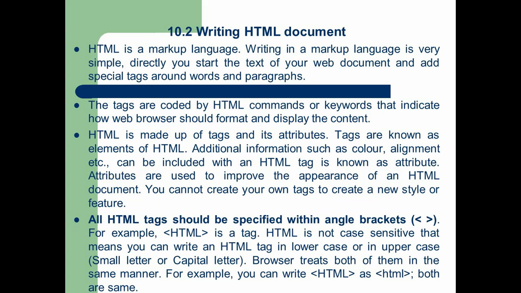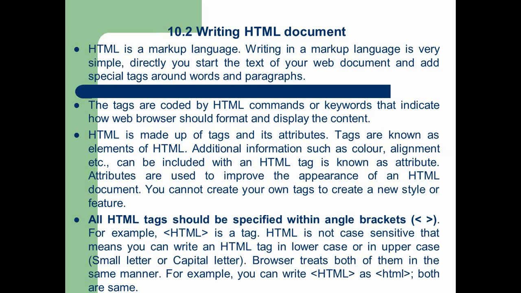Writing in a markup language is very simple. You directly start the text of your web page, and in the web document you add special tags around words and paragraphs. The tags are coded by HTML. So in HTML, for formatting each and every paragraph, line, image, content, table, and frame, there are separate tags. These tags are called HTML codes. Now in this lesson we are going to learn these tags. These tags are otherwise called HTML commands or HTML keywords.